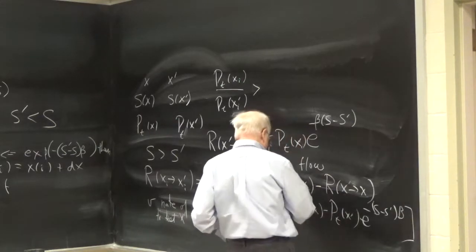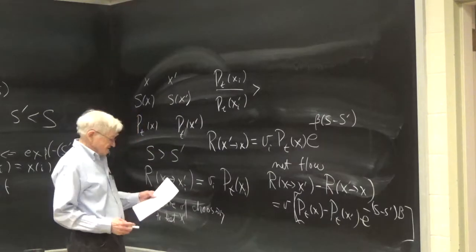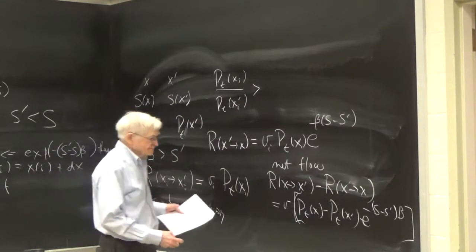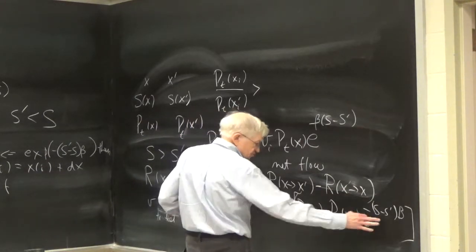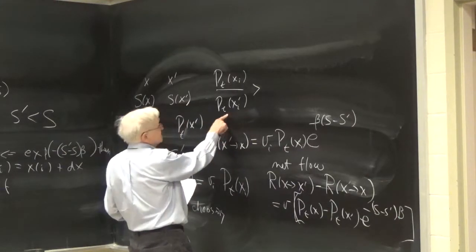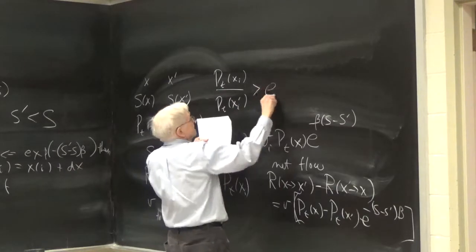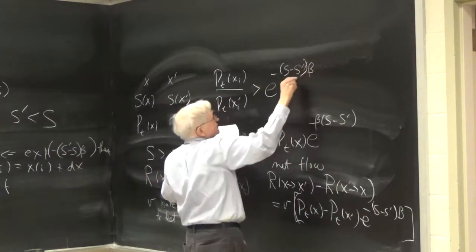Maybe I should put a square bracket. Okay, this flow of probability is positive if and only if this structure is positive, and that's positive if p of x minus p of x prime is greater than e to the minus s prime times beta.